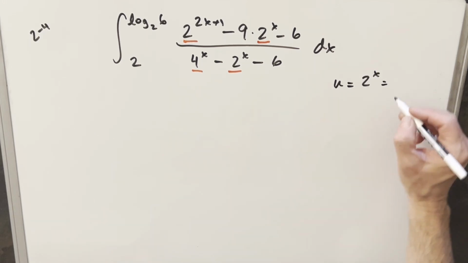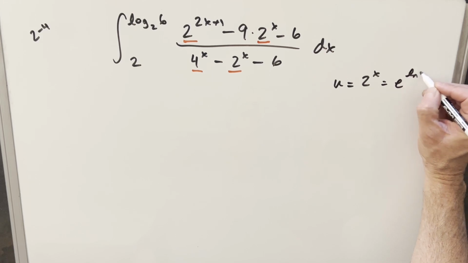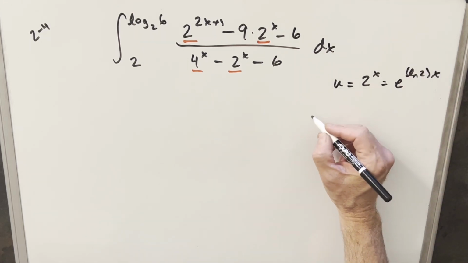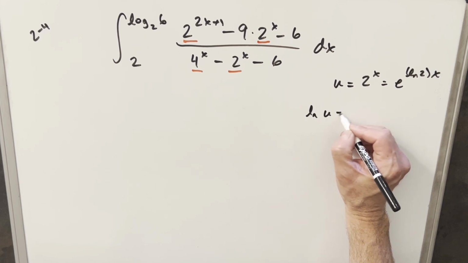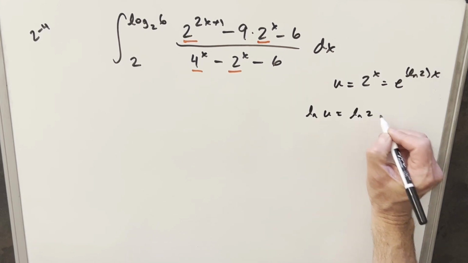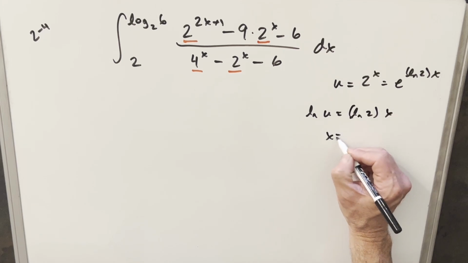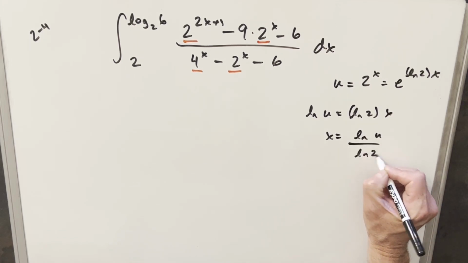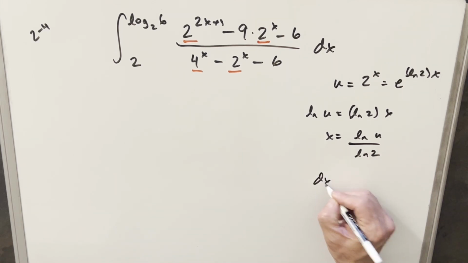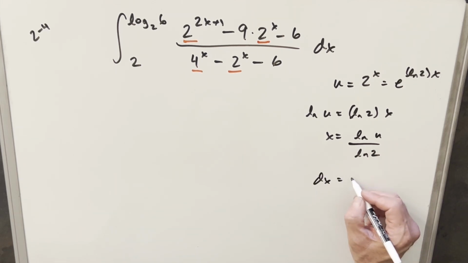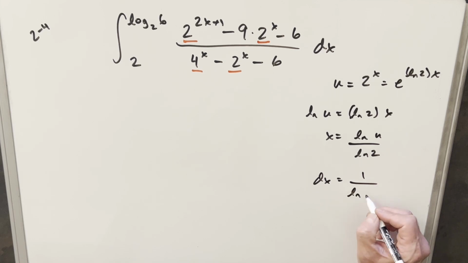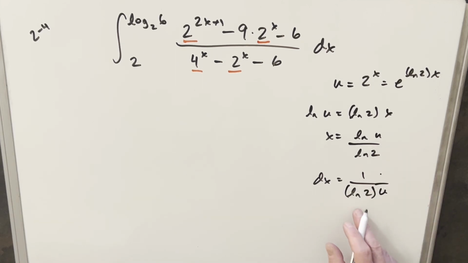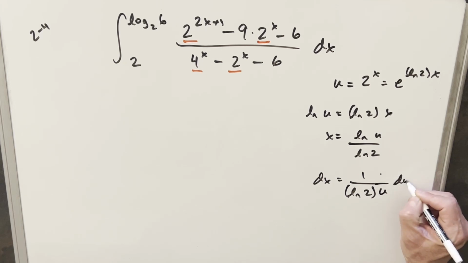And what I can do is take my 2 and write it as e to the ln 2, and then we still have our x here. And then if I take a natural log on both sides, we end up with natural log of u equals natural log 2 times x, and then we can just solve for x, and x is going to be natural log of u over natural log of 2. So we're going to have here dx. Now natural log of 2 is just a constant, so we'll have that. And then the derivative of natural log of u is just going to be 1 over u. So we'll just write the derivative as 1 over natural log 2 times u du.